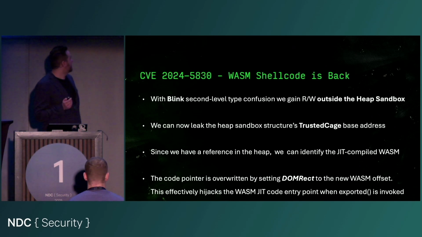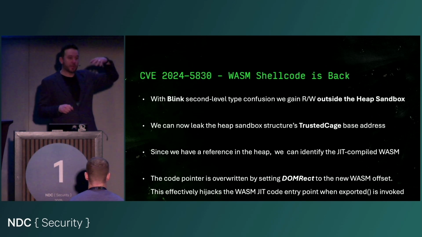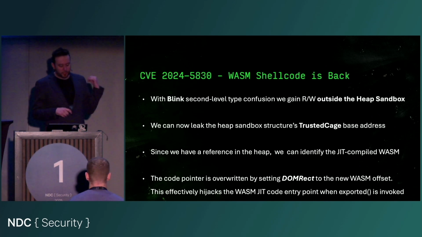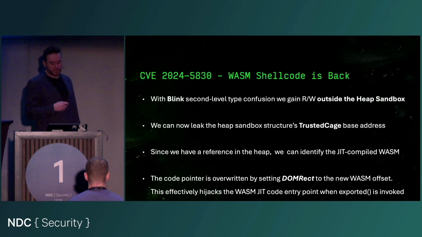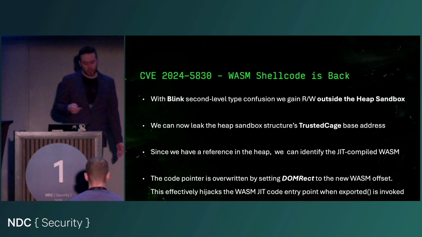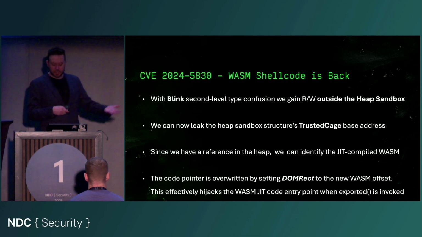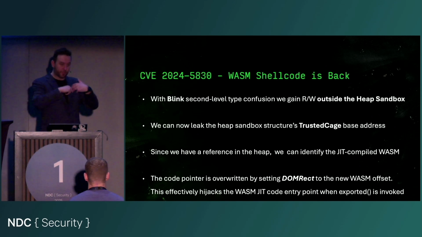And since we now have a reference in the heap, we can identify the JIT compiled WASM that we have outside the V8 heap. So we are acting outside our heap with our exploit now. The code pointer is overwritten by setting DOMRect to a new WASM offset. So basically, we hijack our WASM shellcode and make it point to the function. We're not going through the details of the whole exploit, but under normal conditions, calling the WebAssembly function alone wouldn't let us execute anything from the V8 heap.